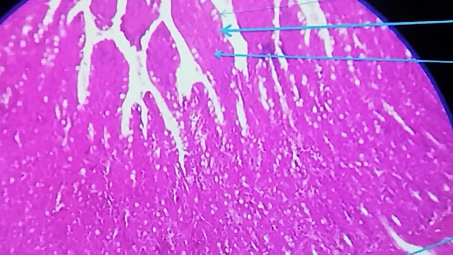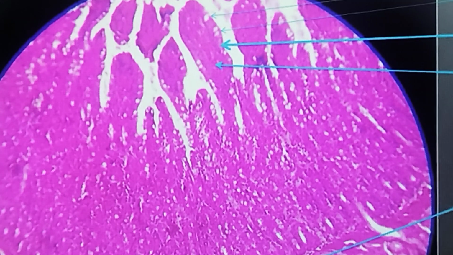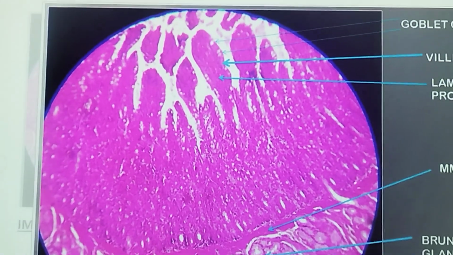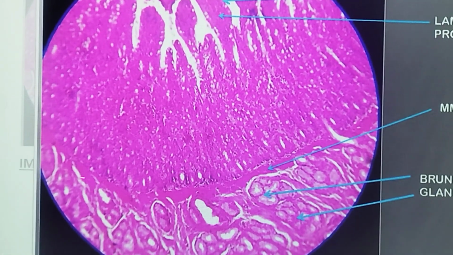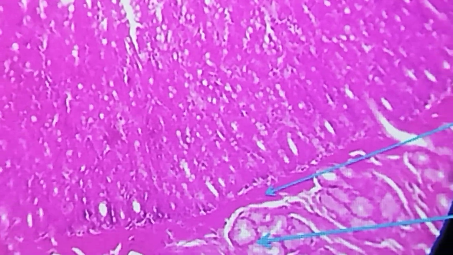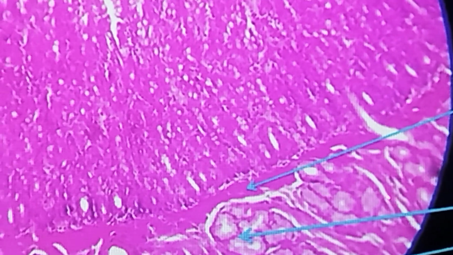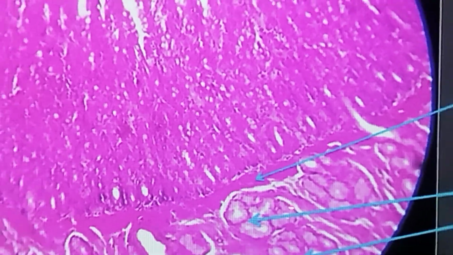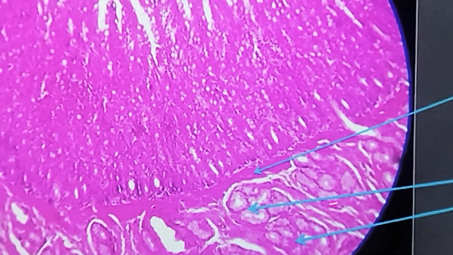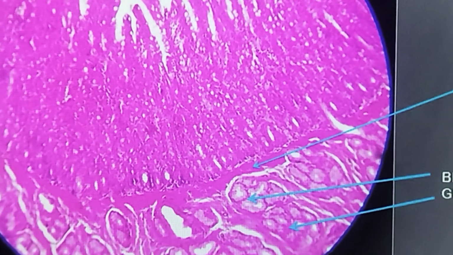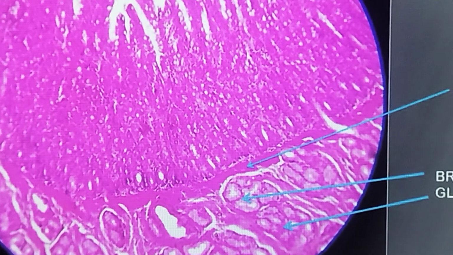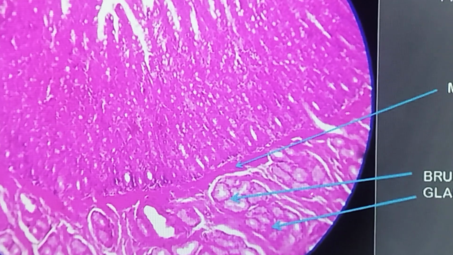Then you see the lamina propria. Then you see the muscularis mucosae. Then you have the submucosa. So in the submucosa, what do you see? In the submucosa there are a lot of glands. They are the mucus secreting glands known as the Brunner's glands. So in the submucosa you have the Brunner's glands.